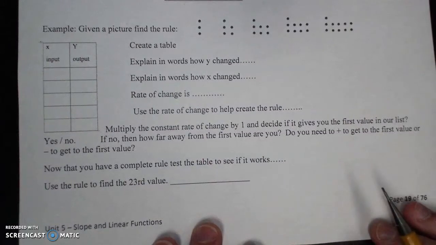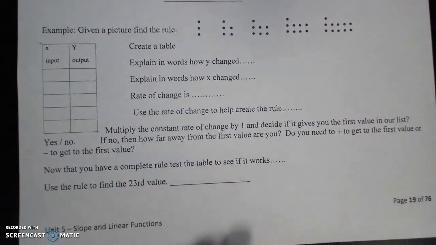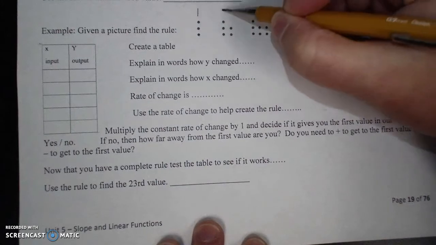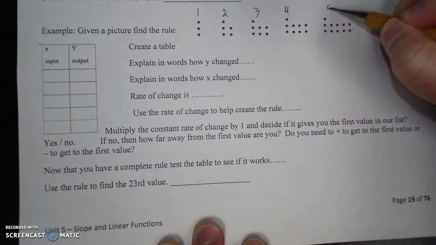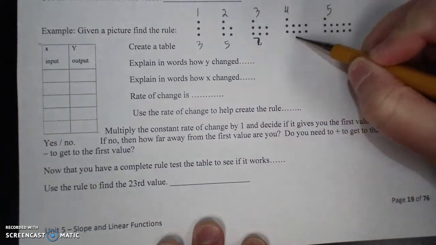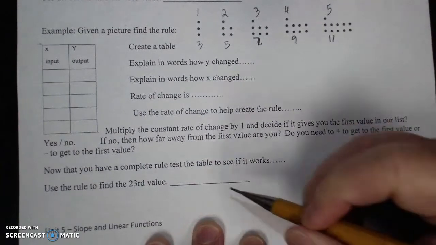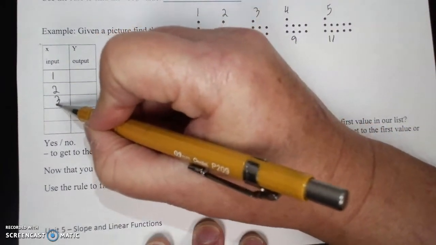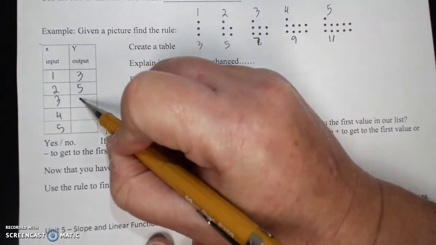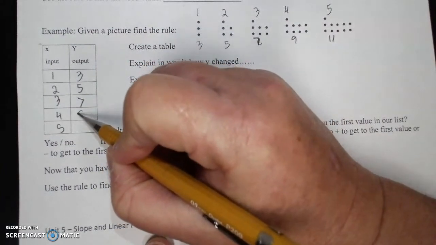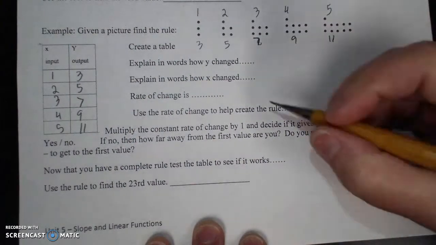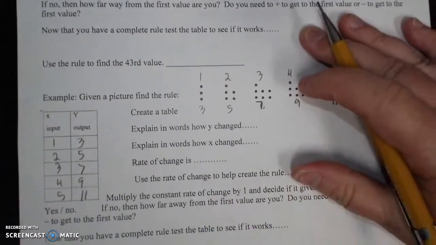I wanted to do one more example on finding a rule from a sequence. This one is a pictorial rule, and so I'm going to put my positions here, and I'm going to count the numbers here, and then I'm going to fill in my input, and I'm going to fill out my output, and if you notice, it is the same table from the other one up here that we filled in.